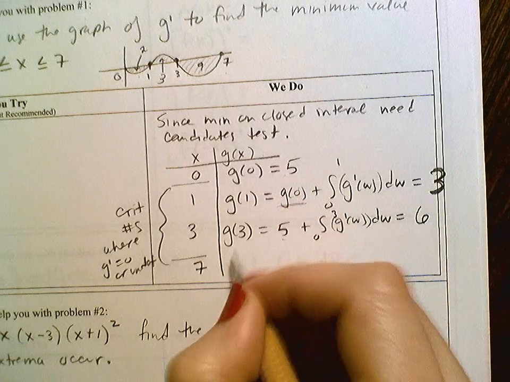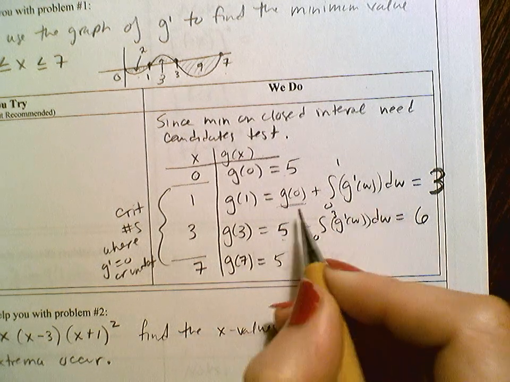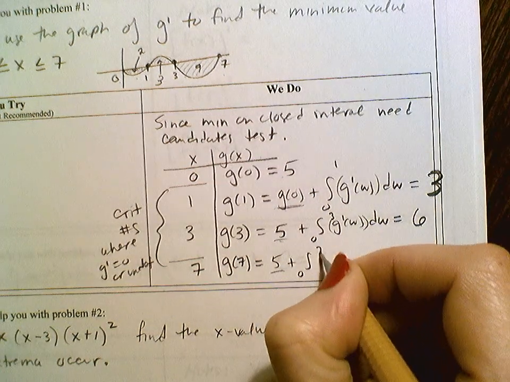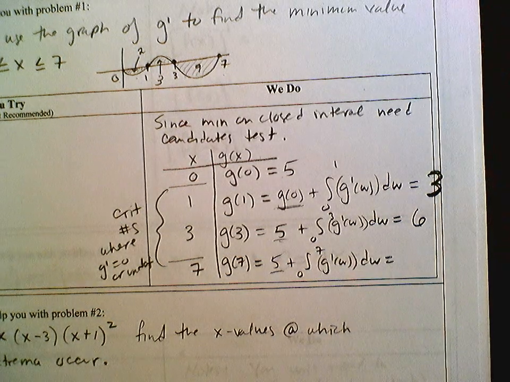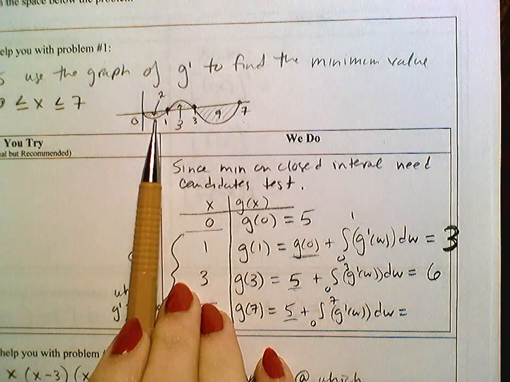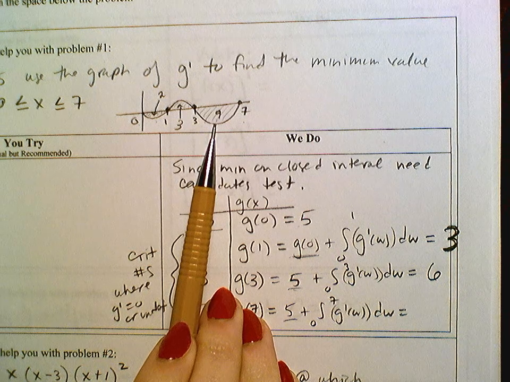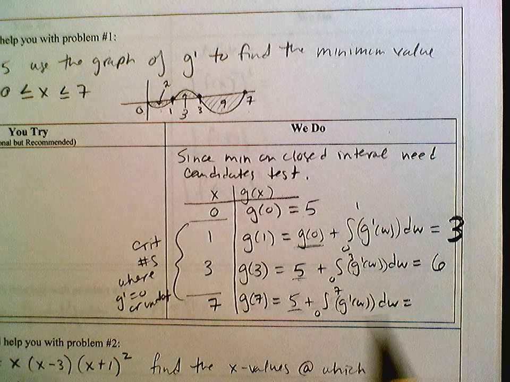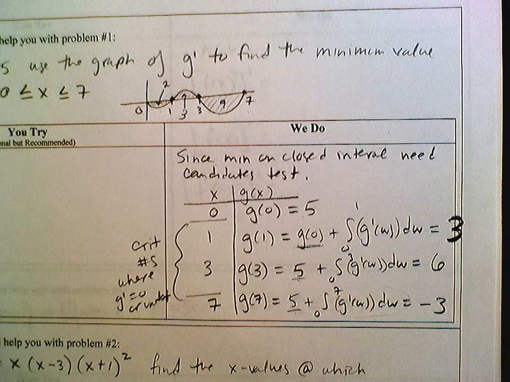So that'll be 6. And then for the seventh one, g of 7 equals again 5. Okay, so that's what g of 0 is, plus the integral from 0 to 7. So this time it's negative 2 plus positive 3 and then minus 9. So that is 1 minus 9, so that's negative 8. So 5 plus negative 8 makes negative 3.